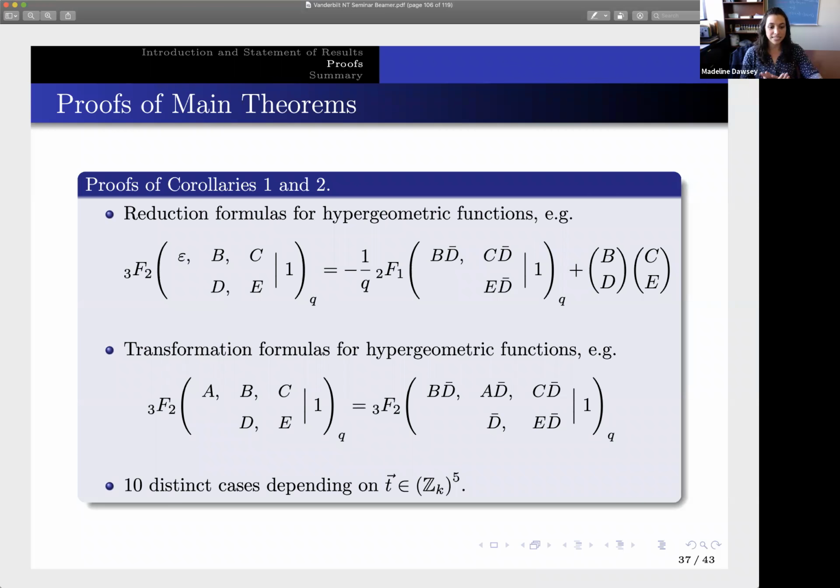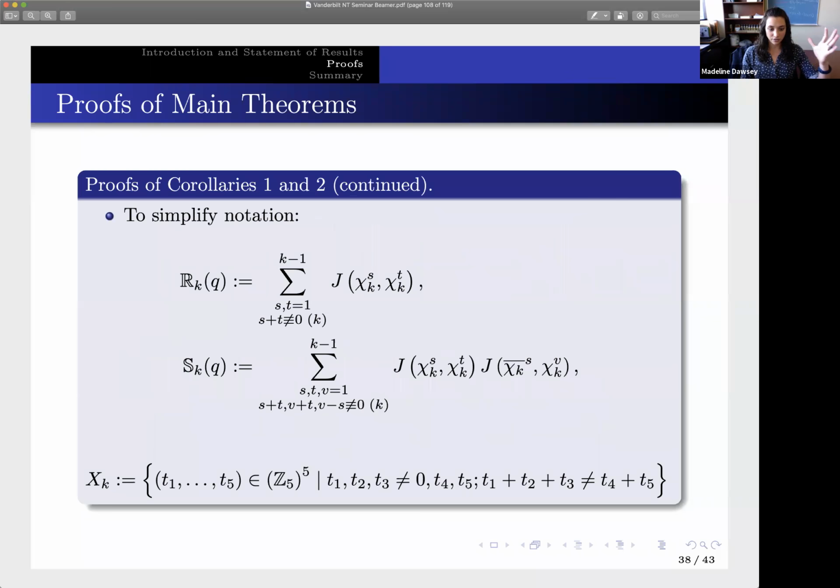We ended up with 10 distinct cases depending on, remember the sum that the finite field hypergeometric function was inside? It was over T1, T2, T3, T4, T5. So it was like a 5-fold sum. And you end up with 10 distinct cases depending on what those T's are. We had to introduce this other notation because everything was so messy with the Jacobi sums. We ended up defining this set of T1 through T5. So these are all the things that we had to actually look at with all these restrictions on them.